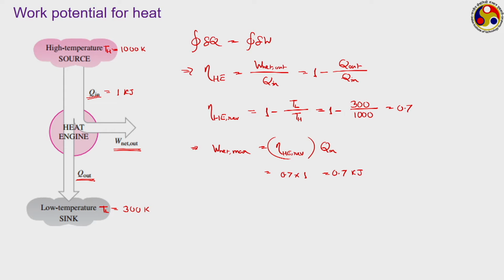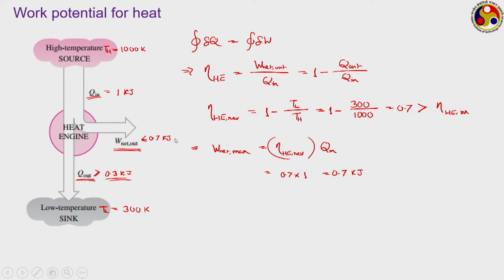That means whatever may be the effort you put in, there will be at least 0.3 kilojoule of heat lost to the surrounding. This is a situation for a reversible engine, and if the engine is an irreversible one, your efficiency will be even lower. So, this is always higher than the efficiency of any irreversible heat engine, 0.7 or 70% being the maximum possible efficiency that we can get, and this 0.3 kilojoule is the minimum possible heat rejection that we can have. So, Q out will always be greater than or equal to 0.3 kilojoule and W net out will always be less than or equal to 0.7 kilojoule.